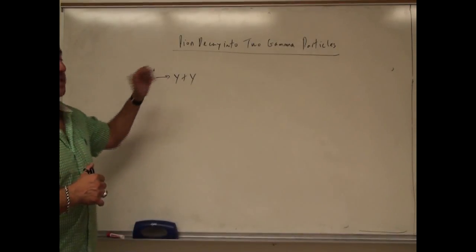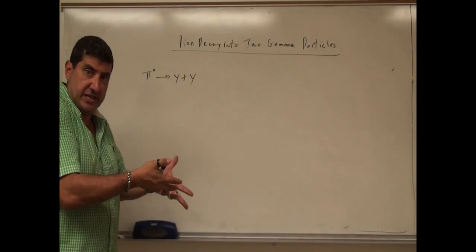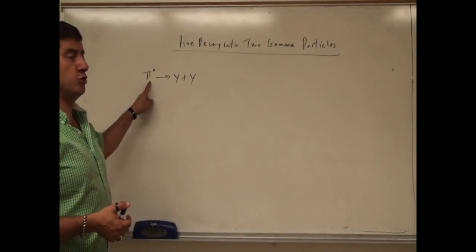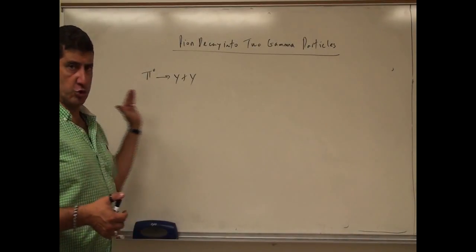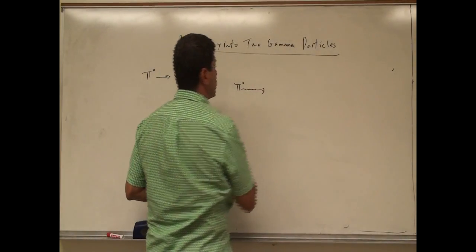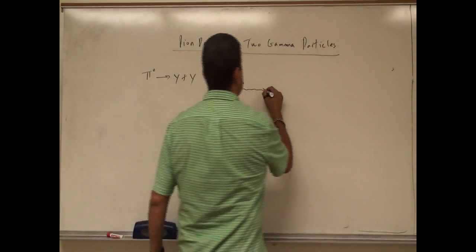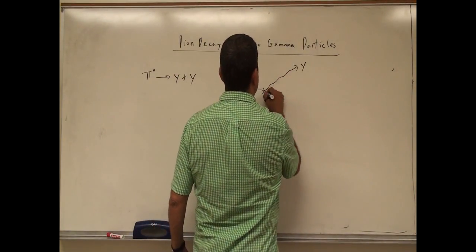Okay, now I'm going to do a relativistic problem again that includes particle physics and relativity, a combination of the two. I have a neutral pion here that is traveling like this, right? The neutral pion is traveling with a certain kinetic energy, and then it decays into two gamma ray particles, like this, two gamma ray particles.